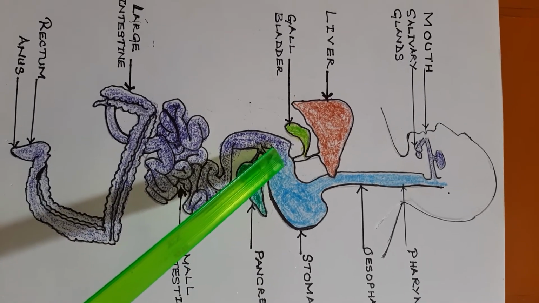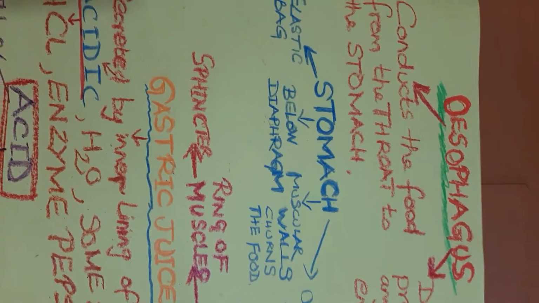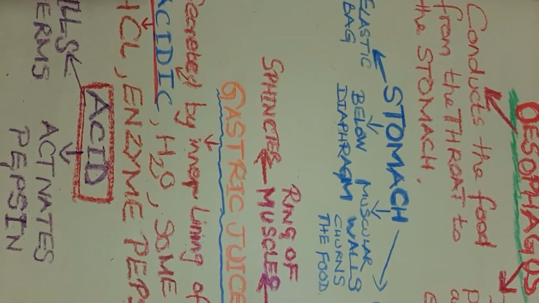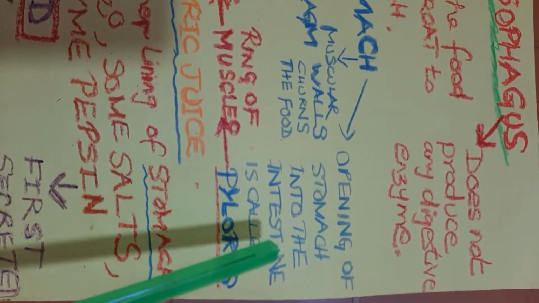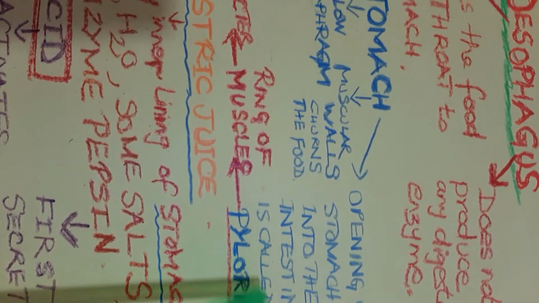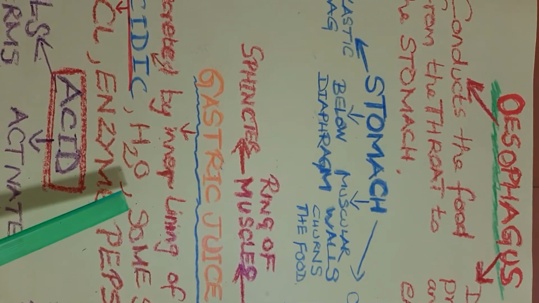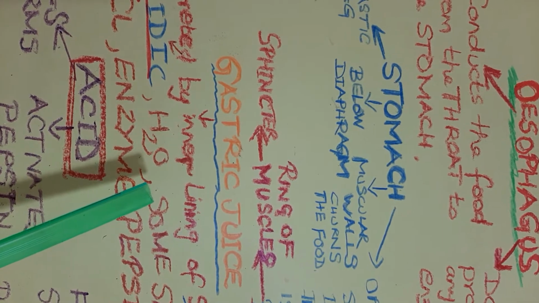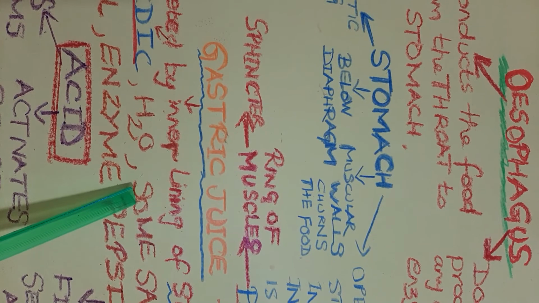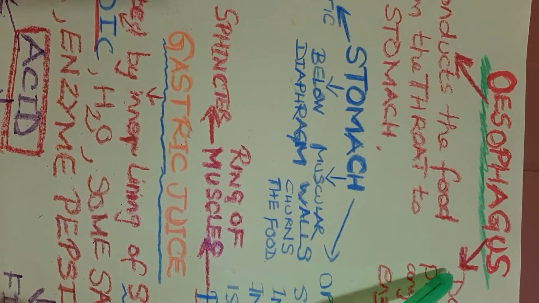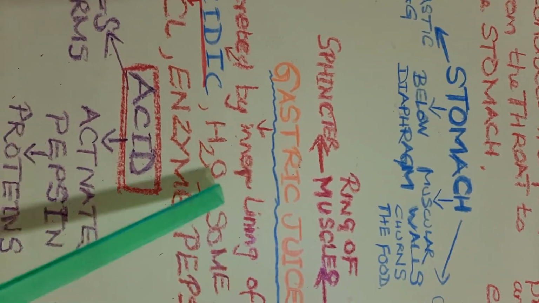Now let me do it in detail. The esophagus conducts the food, as I showed you in the diagram, from the throat to the stomach. It does not produce any digestive enzyme. Only the peristaltic movement and lubrication by the secretions from the wall of the esophagus lubricates the food and pushes it down to the stomach.